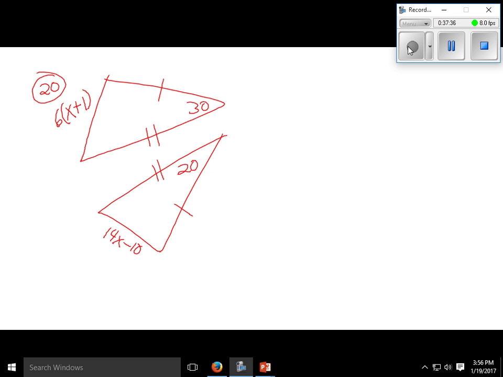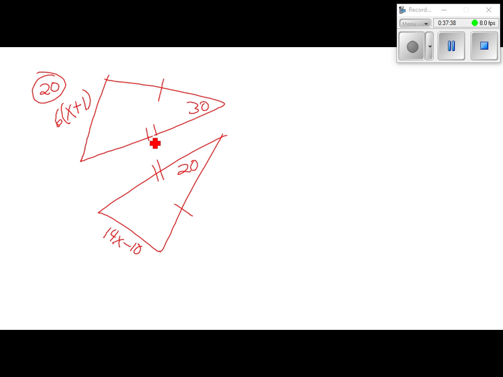All right, on this one, we know these two sides are congruent. The two triangles, these two sides are congruent. We look at our angles. This angle's bigger than this angle, so the side across from that should be bigger than the side across from this one. So this over here should be the biggest, so 6 times x plus 1 should be greater than the 14x minus 10.